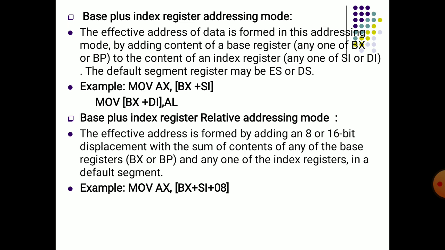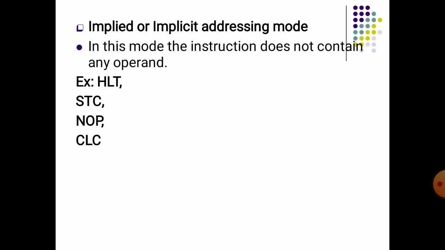So while adding all these three, you will get one specified address, one physical address. Whatever content is present at that address is loaded into the accumulator. That is the meaning of this instruction. Okay, the next instruction is the last one, implied or implicit addressing mode.